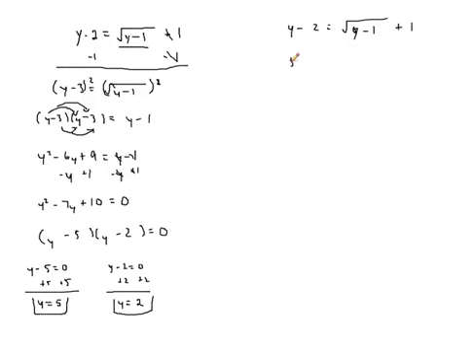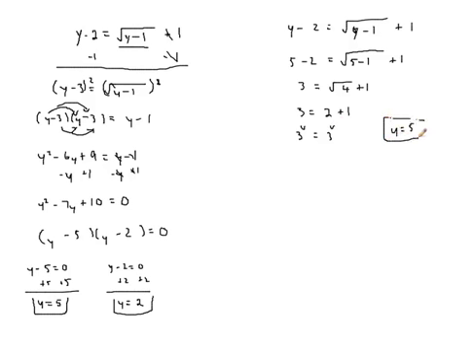So it's going to give us 5 minus 2 is equal to the square root of 5 minus 1, plus 1. So 5 minus 2 gives us 3 on the left side. And on the right side, well, 5 minus 1 gives us the square root of 4, plus 1. So 3 is equal to, so the square root of 4 is 2, plus 1. Therefore, 3 is equal to 3. So that verifies that y is equal to 5 is one of the possible values.